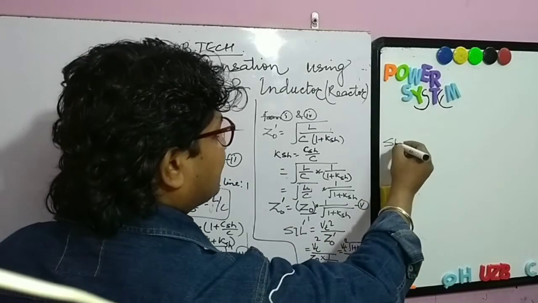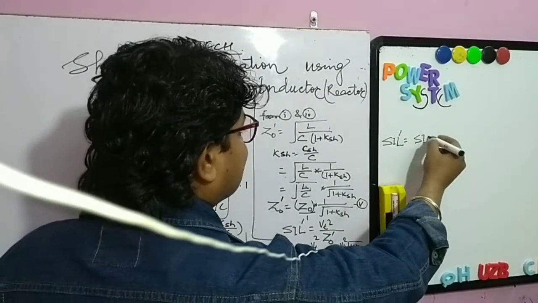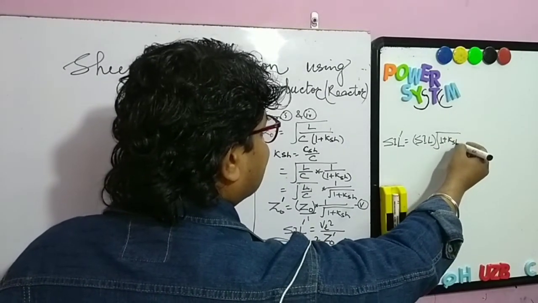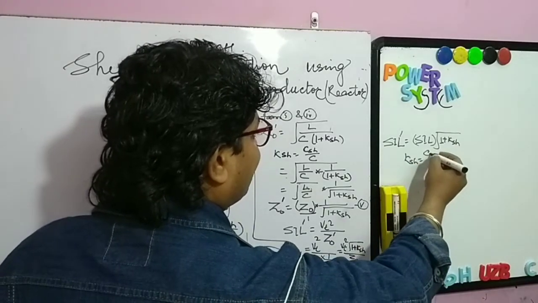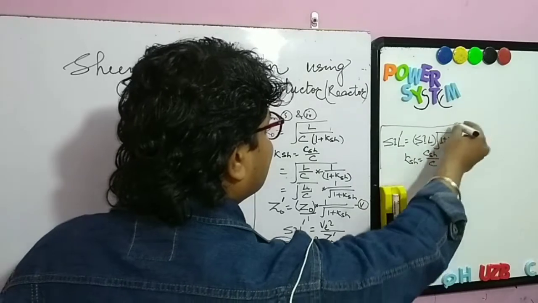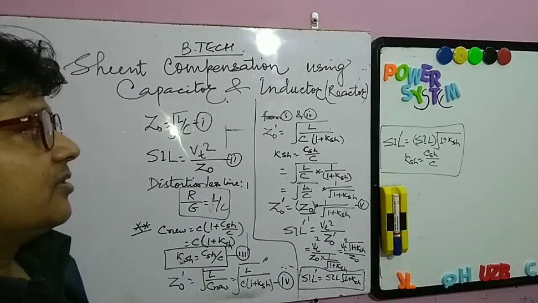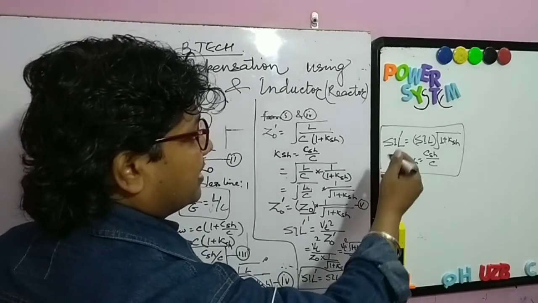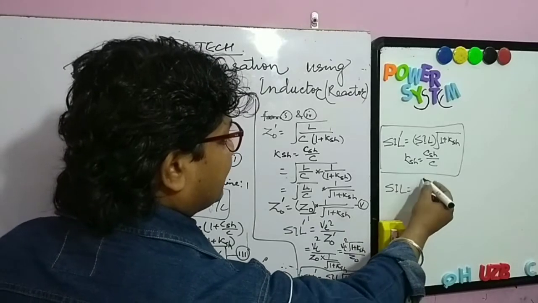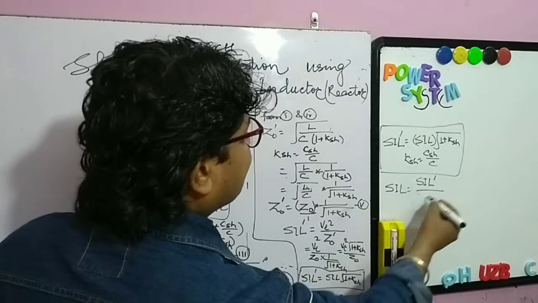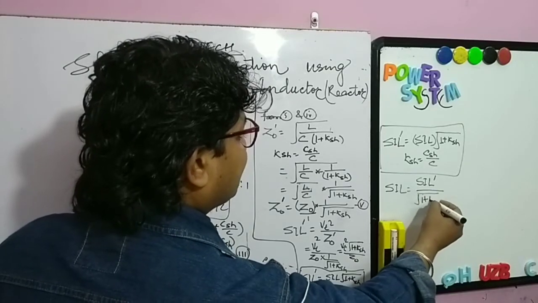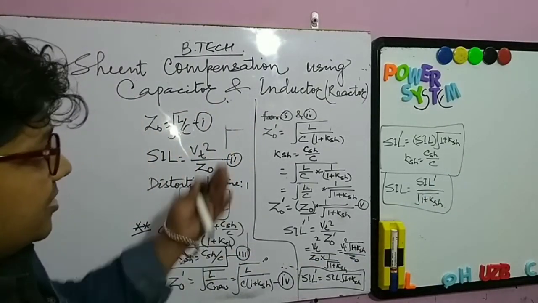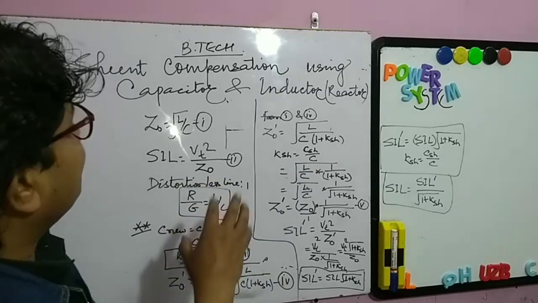So we are getting SIL dash equal to SIL into under root 1 plus k_sh, where k_sh is the ratio of C_sh upon C. So certainly after compensation there is a change in SIL, and this SIL is now SIL dash. This is the expression we are getting for shunt compensation.